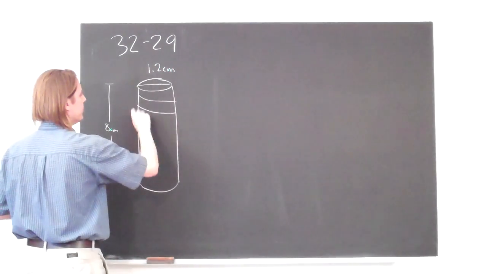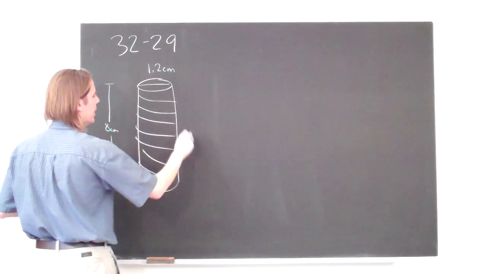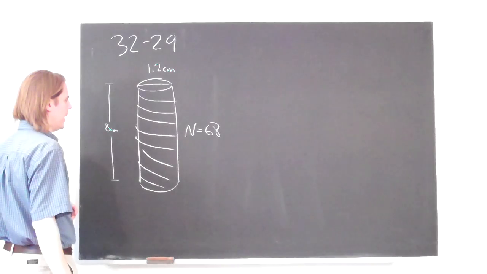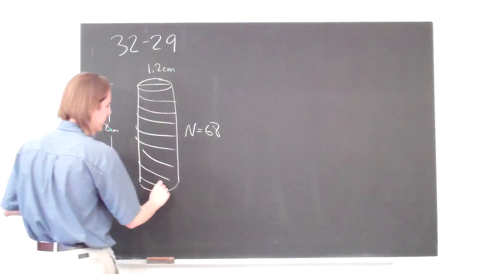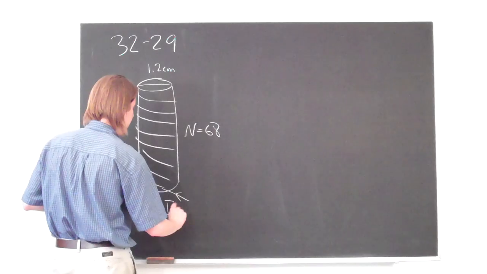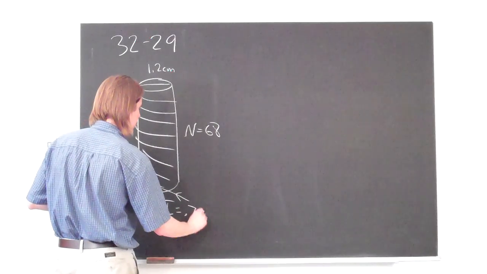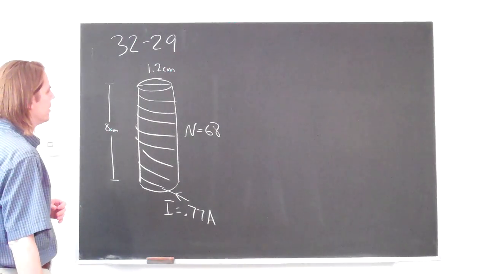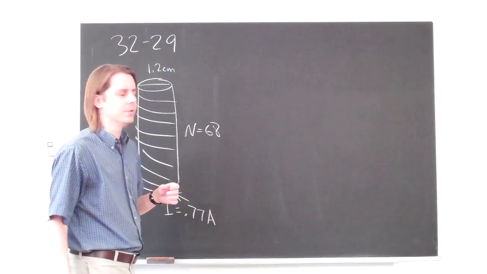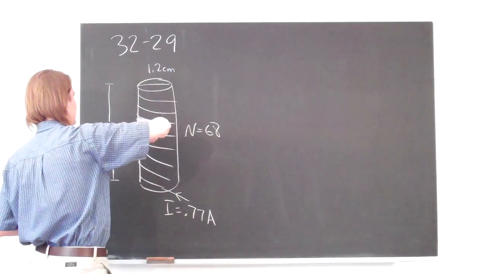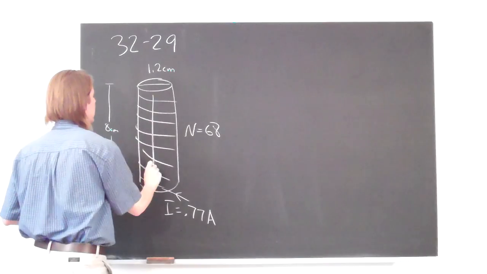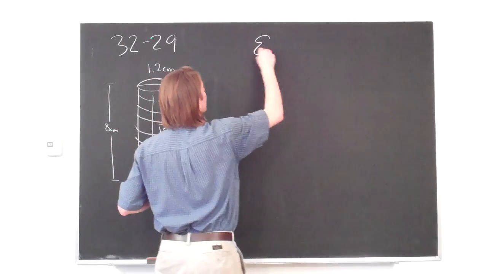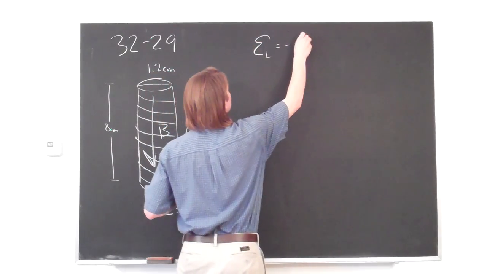And it's got a bunch of loops going around it, of course, and it has 68 loops of wire. And in this case, it has a constant current flowing of I equals 0.77 amps. And the question is, how much energy is stored in the magnetic field? Because we know that if current is flowing around the wires like that, we'll have a big B field going down the middle like this, and we calculated the B field from our expression for the self-inductance.